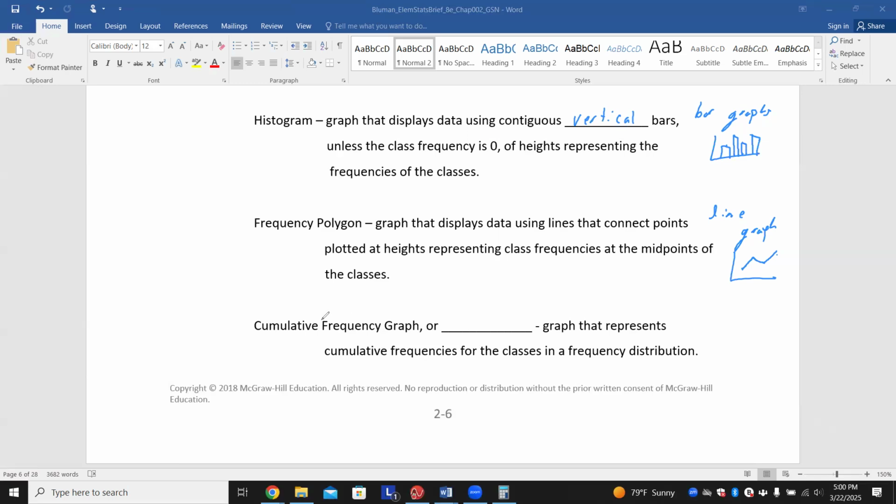A cumulative frequency graph, also known as an Ogive, is a graph that represents the cumulative frequencies for the classes in that frequency distribution. So it's still going to be a line graph, but now the lines are going to be getting more each time. So it'll be like this. It's still a line graph, but it's cumulative, going up to that 100% mark.